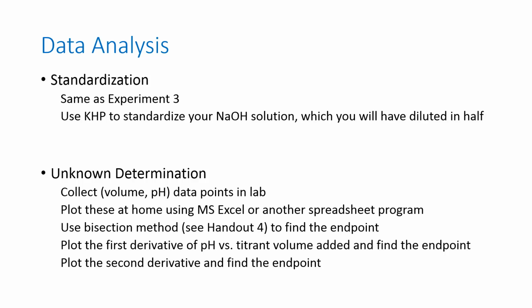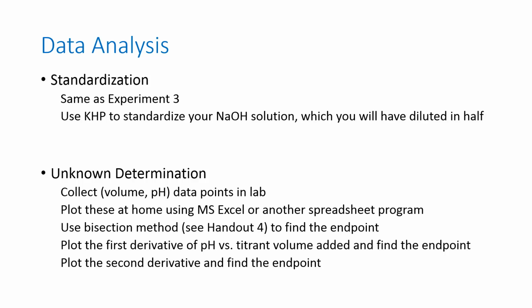For your unknown determination, your data analysis is going to be done in Microsoft Excel or a similar spreadsheet program. In the lab, you're going to collect data points, volume and pH. You're going to plot these at home, put them in a spreadsheet and just plot them, and you're going to use the bisection method as described in handout 4 of your lab manual to find the endpoint.